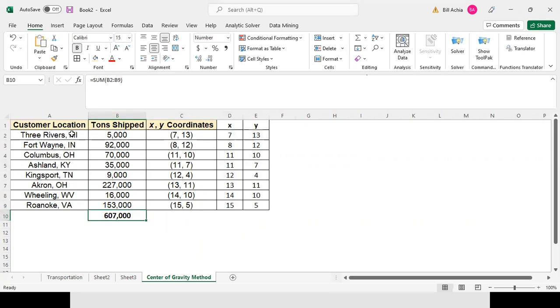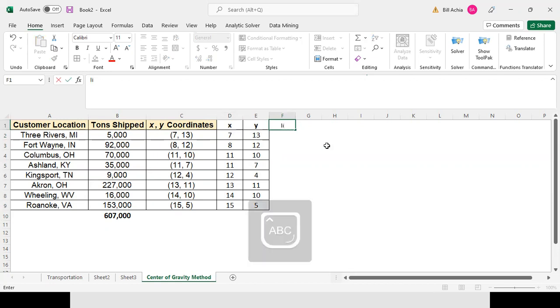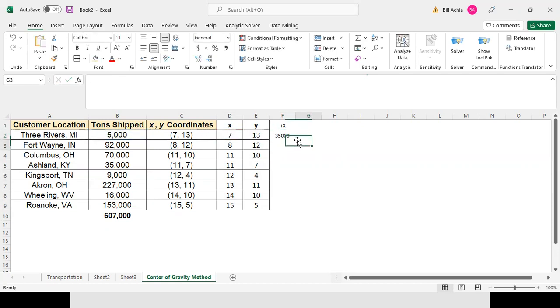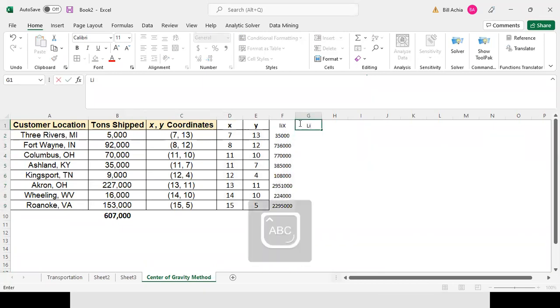Okay, so we know our total tons shipped is 607,000, but I might want to know what's the tonnage that needs to go to Three Rivers, and I'm going to multiply this value here by the corresponding X value, and that'll give me a column that I'll call our LIX. Okay, so this will be 5,000 multiplied by 7, and I can drag the formula down for each and every destination we have here. And I'll also do the same for LIY, and I'm going to be multiplying the tons shipped by the distance along the Y plane or the Y axis. So this is multiplied by 13.